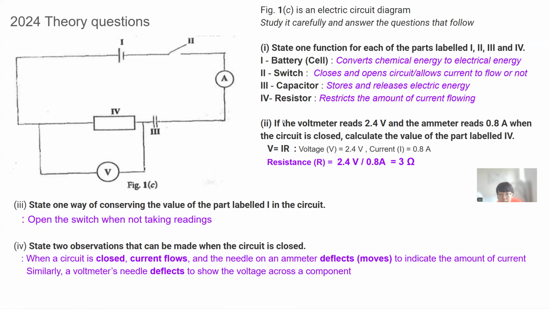So the second question is, if the voltmeter reads 2.4 volts and the ammeter reads 0.8 ampere, calculate the value of the part labeled 4. So 4 is the resistance, and it is telling us to find the resistance when the voltage is 2.4 and the current is 0.8 ampere. So it's 2.4 divided by 0.8, which is 3 ohms.